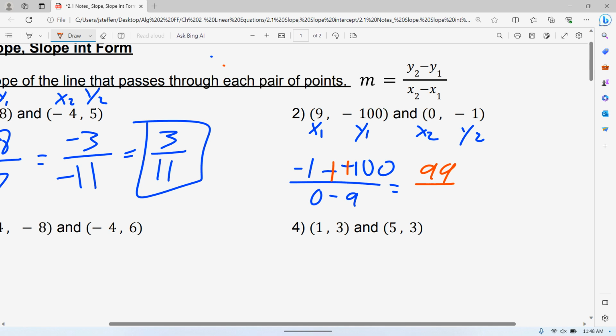0 minus 9 is negative 9. Again, a lot of people make it positive. When you use that, that's negative 1. Very interesting why they wrote it this way. I don't know why they did that. But technically, it doesn't matter what your point 1 is.